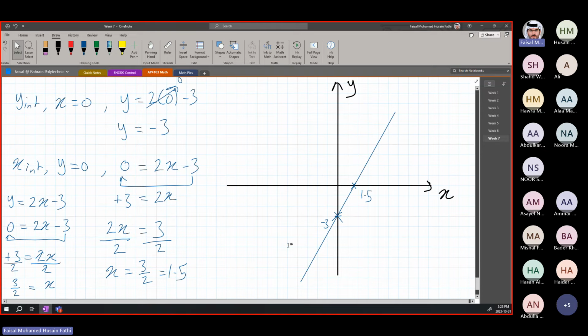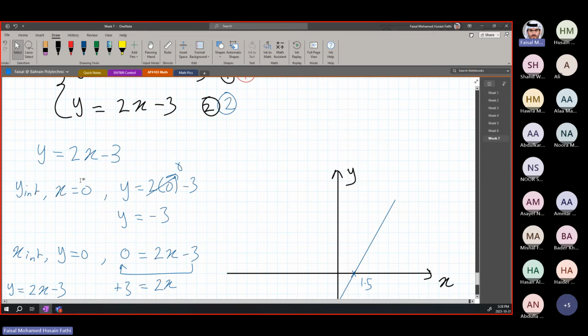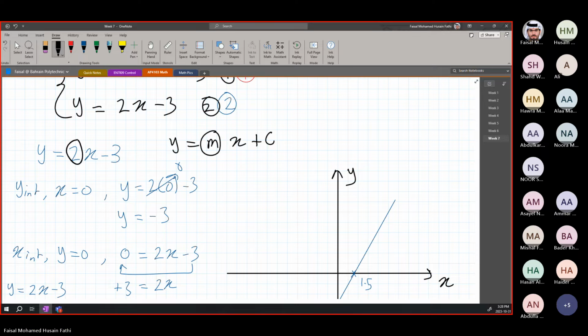No need for m. When we're plotting, we don't need to find the m. When we are trying to find the equation of the line, we need to find the slope. But when we're plotting, we just need 2 points. We don't need to find the m, because we already know the m from the equation. The m here is 2, because this equation is in the form y is equal to mx plus c. So we already know the m is 2, but we don't need it. Okay? We don't need any of this.